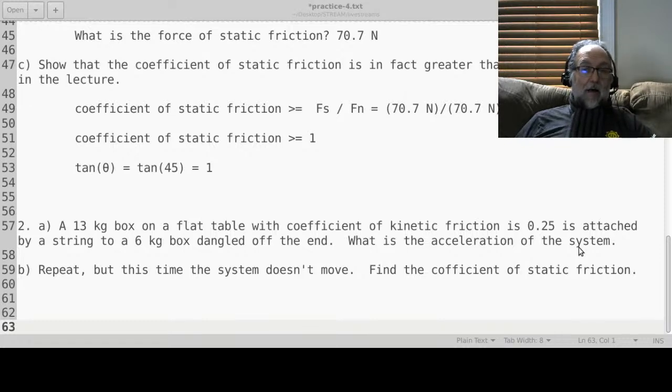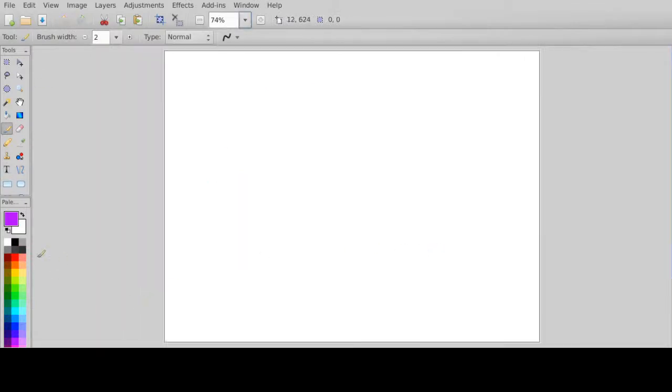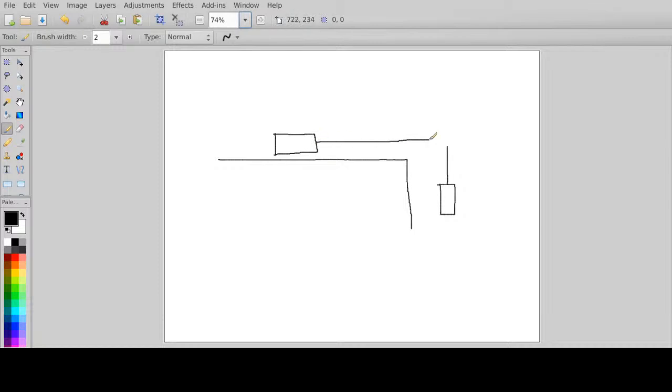All right, so like always, we're going to start off by drawing a diagram. Let's create a new fresh board here. Step number one in drawing the diagram is just draw what you would physically see. There's our table. There's my 13-kilogram box, like this. Here's my 6-kilogram box dangling off of the end. And there's a string. Here's the string, and then there's a string this way. And the string goes around a pulley. I didn't mention that in the problem, but it's implicit.